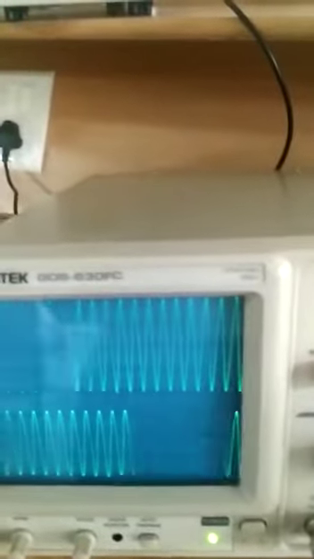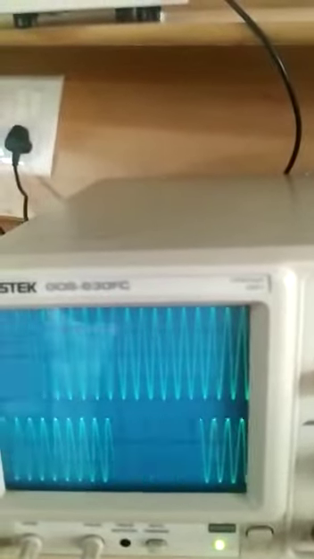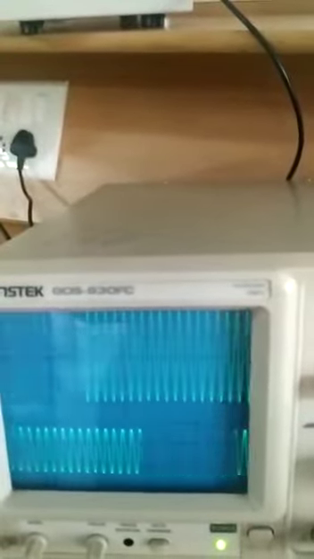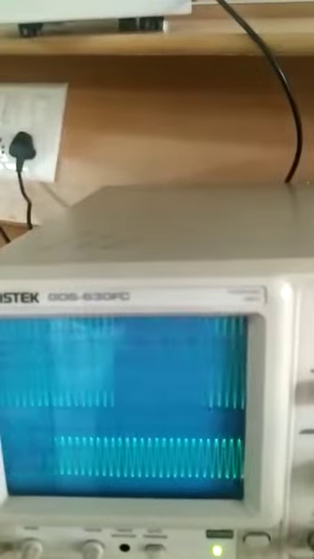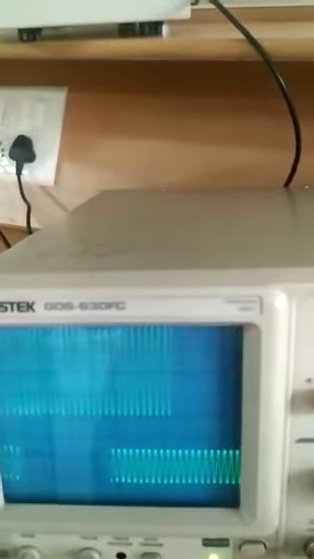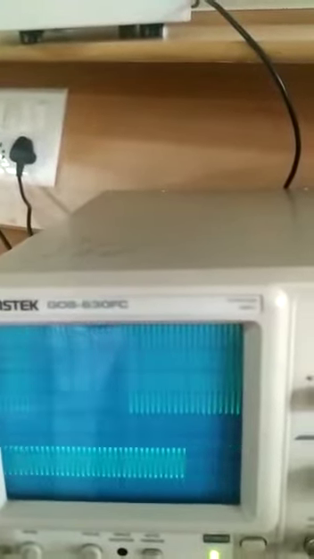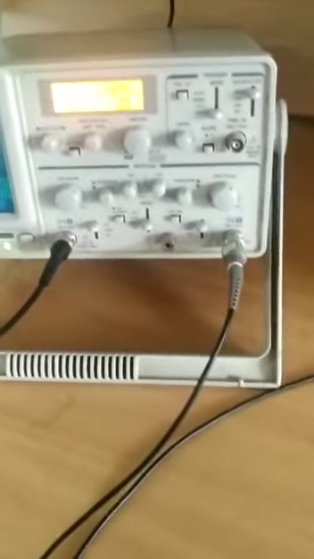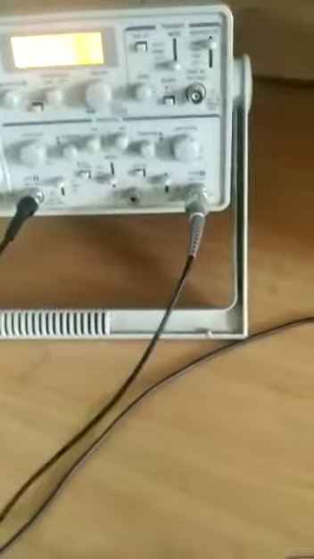If we vary the frequency according to the low pass filter, first it has to remain constant, then it should decrease. If we are varying the frequency after 1 kilohertz, it goes on decreasing. See here it is decreasing. I am increasing the frequency. The frequency is now 2 kilohertz for this waveform. This is about the second order low pass Butterworth filter. Thank you.